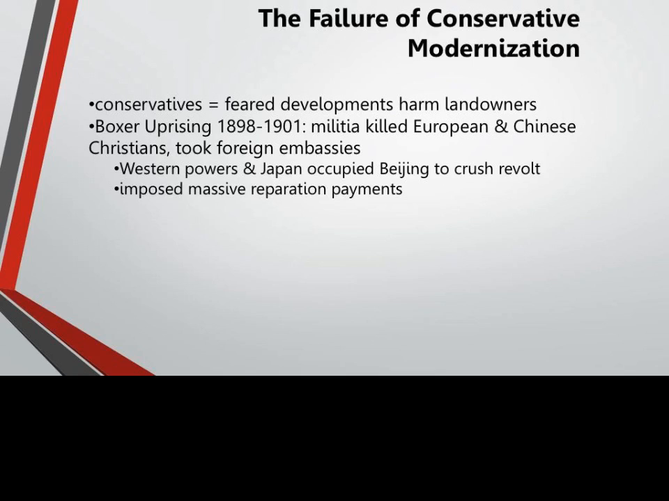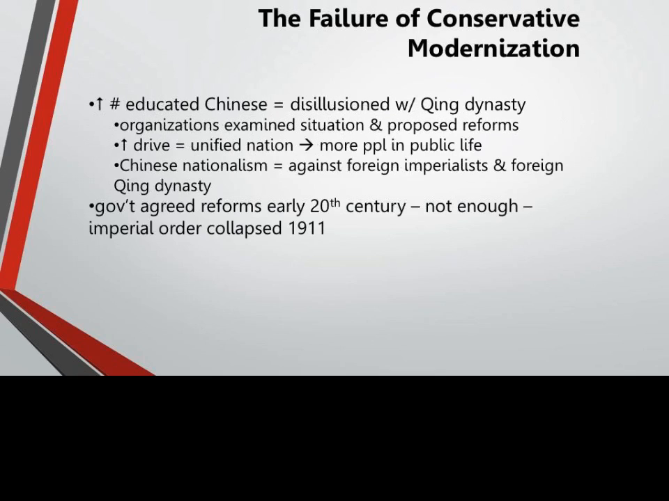So the Western powers and Japan occupied Beijing to try and crush the revolt. And they imposed massive reparation payments on China. And so a growing number of educated Chinese became rather disillusioned with the Qing dynasty. They were not happy. They developed organizations to really examine the situation and try and come up with some effective reforms.